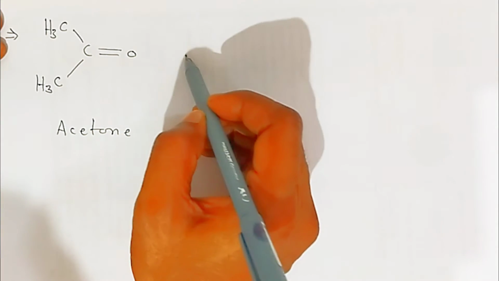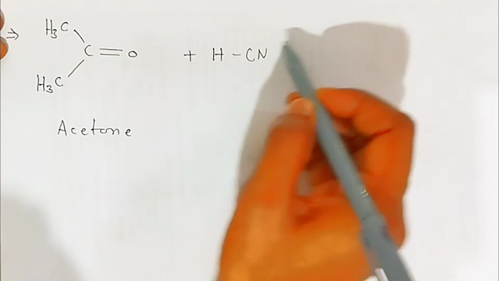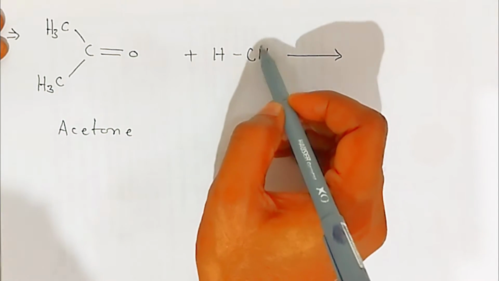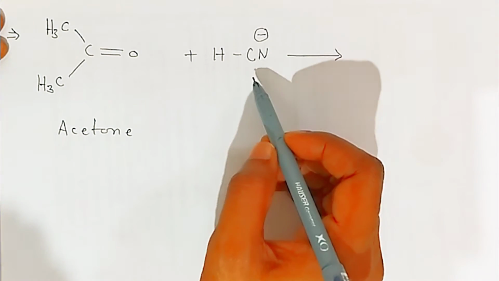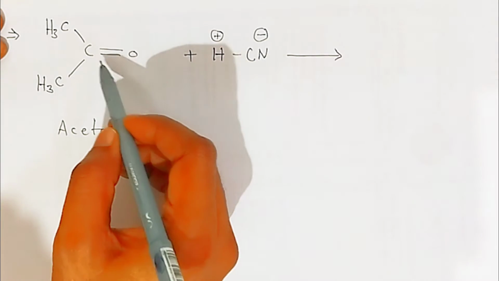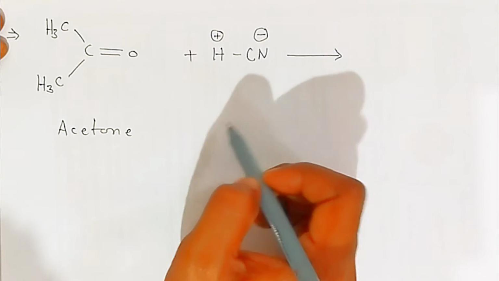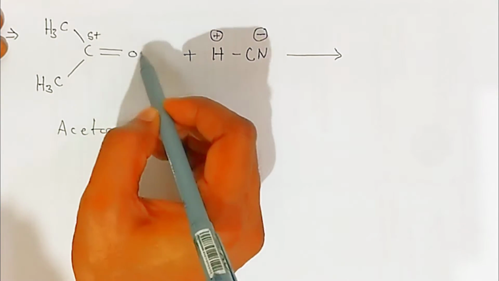Now if you add hydrogen cyanide, what happens, students? In hydrogen cyanide, the cyanide will be the nucleophile, containing a negative charge. That is why we call it a nucleophile. And this will be a positive charge. Now here, students, this is the reagent. This cyanide is the nucleophile. It will attack the positive part of the carbonyl, and this oxygen is what?